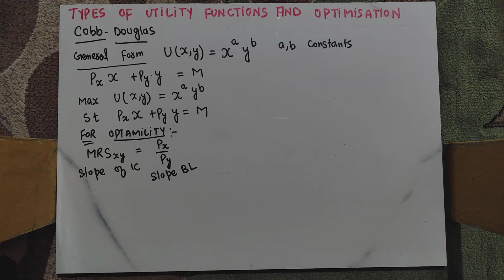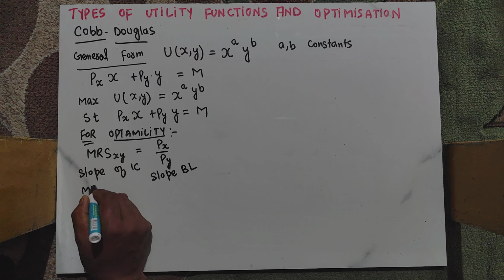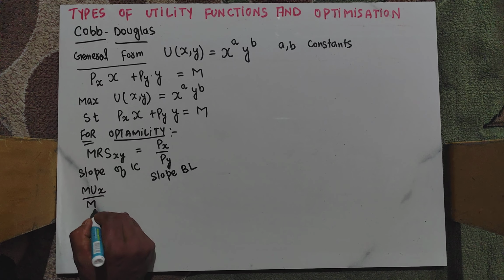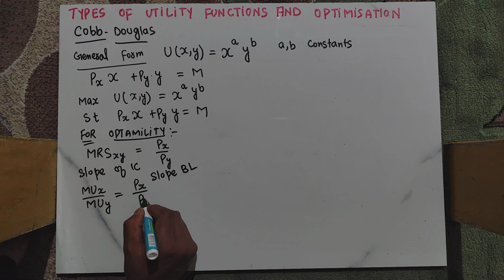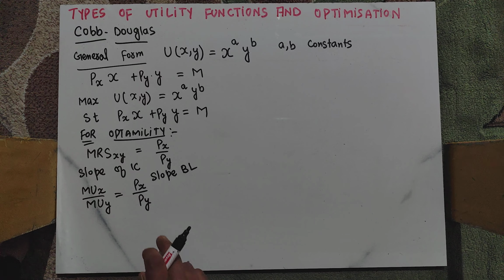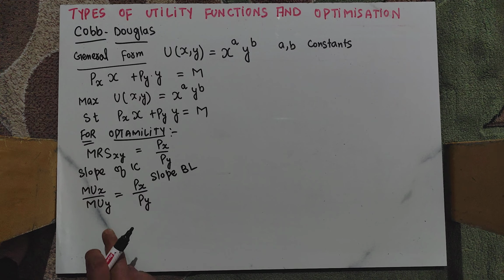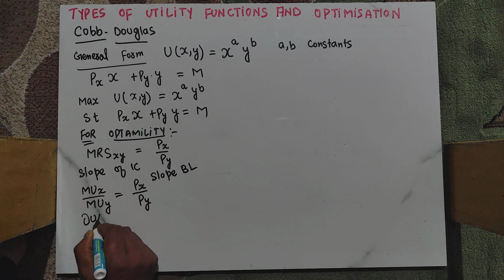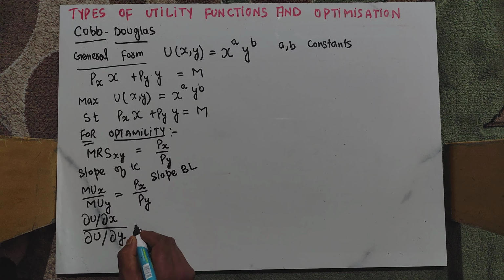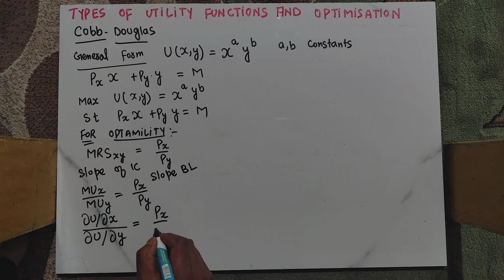MRS, as we know from earlier videos, is simply the ratio of the marginal utilities of good x and marginal utility of good y, and we equate it with price of x and price of y. Okay, so to calculate the marginal rate of substitution between good x and y, we take the ratio of the marginal utilities, and we know that marginal utility of good x is the change in the utility due to the change in the units of good x consumed, divided by MUY. Likewise, it is the change in the utility due to the change in the consumption of good y. It should be equal to the ratio of the prices, that is, price of x divided by price of y.